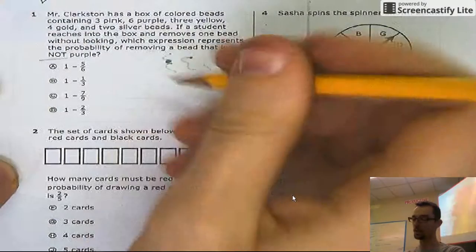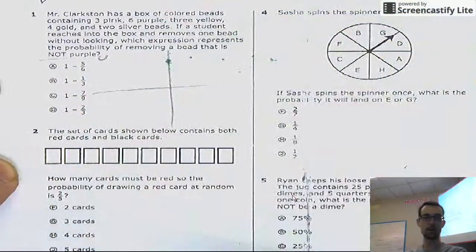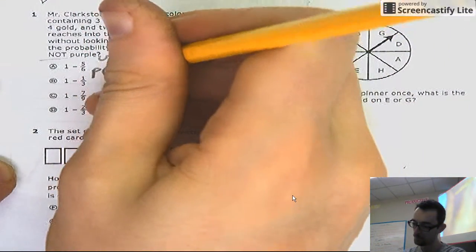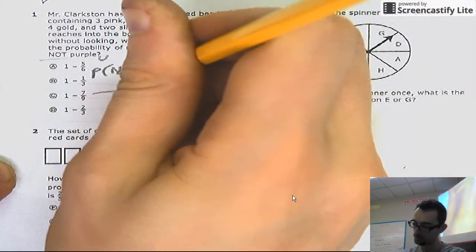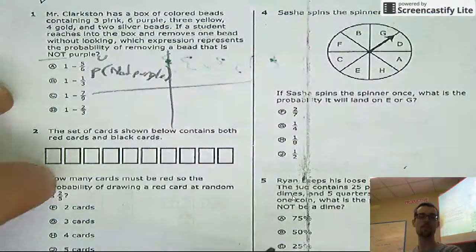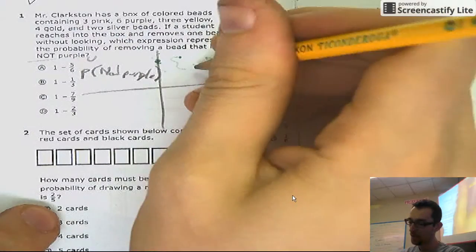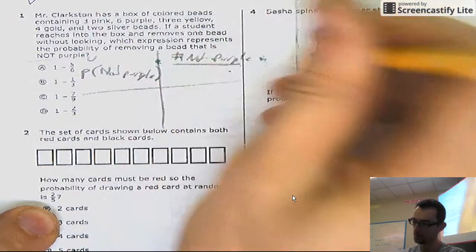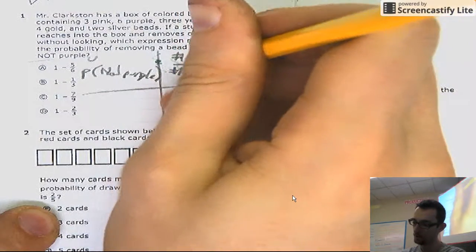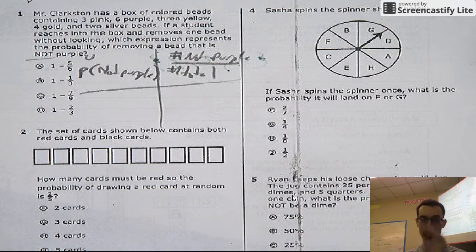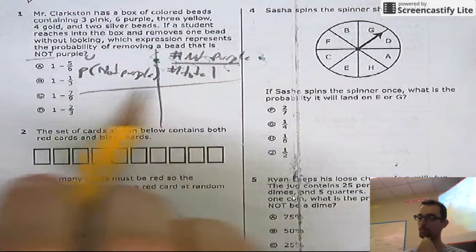So I'm going to seek first to understand the problem. I want to find the probability of not purple. That's what I'm trying to find. In order to do that, I have to know 2 things. I have to know how many are not purple, and I have to know how many there are total. Now this problem's going to be a little bit different. We'll see that in a second, but for right now, my probability is going to be the number that are not purple divided by the number total.